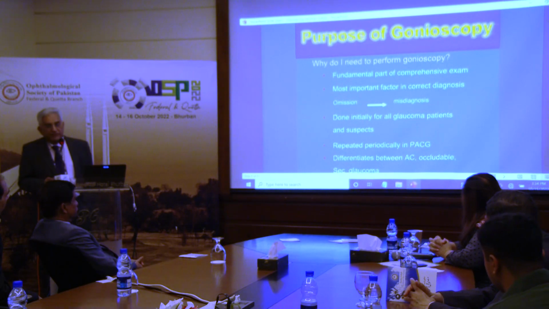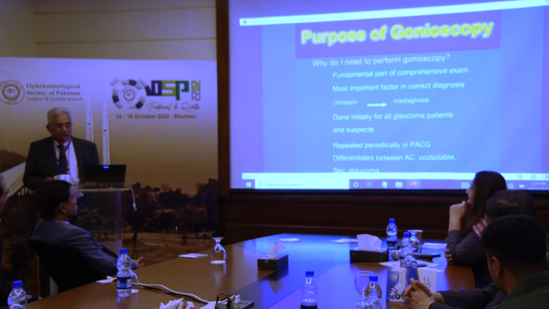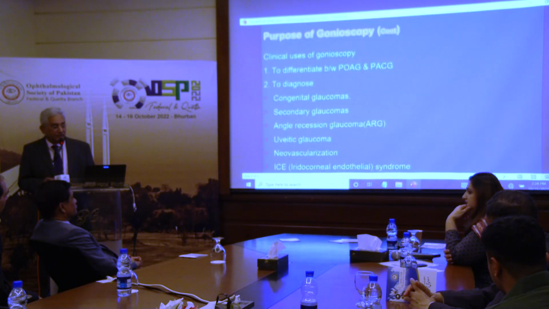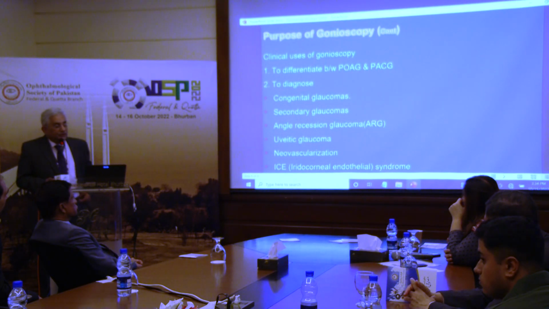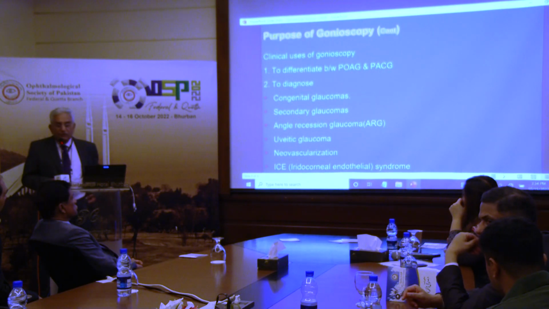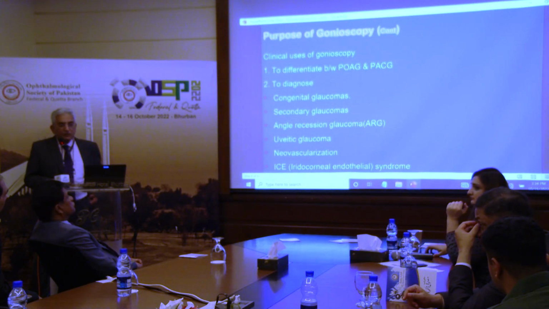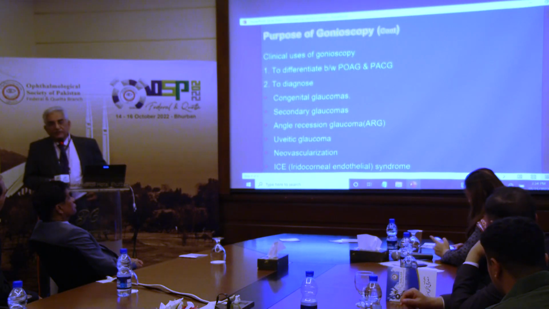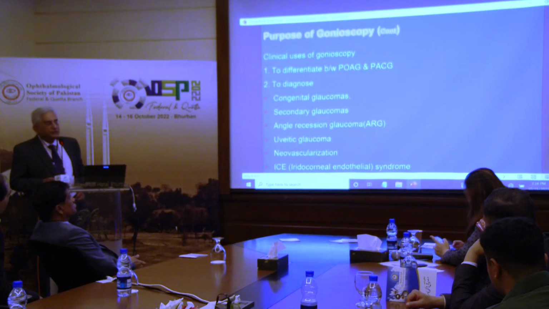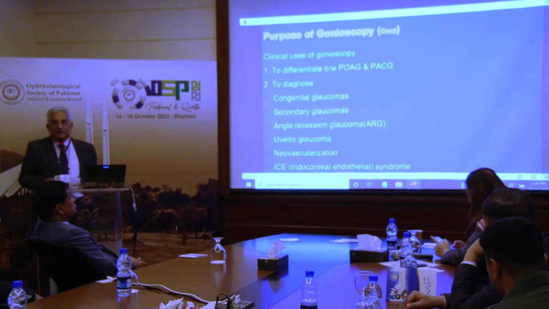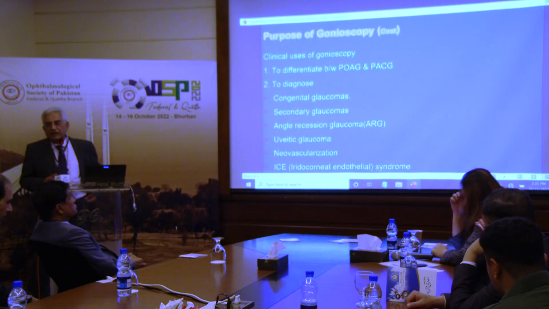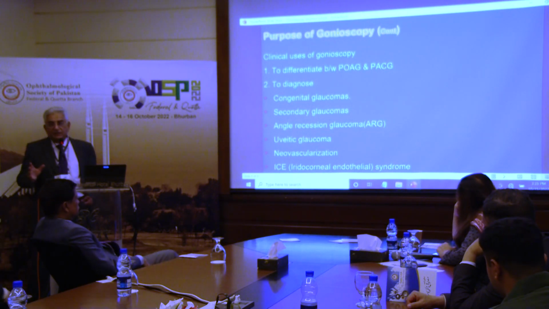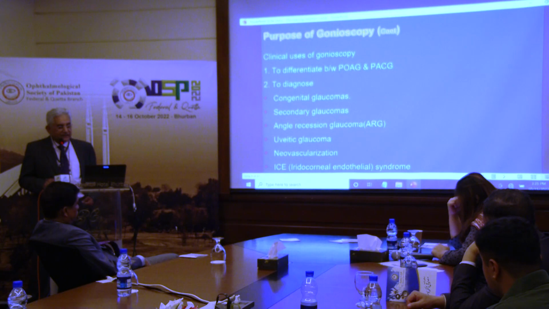And you should differentiate between an angle closure and an occludable angle, and it's very important to differentiate it from a secondary glaucoma. So it can differentiate between a primary open angle glaucoma and an angle closure glaucoma, and diagnose congenital glaucomas, secondary glaucomas, angle recession glaucomas. When you get into the habit of doing gonioscopy, you'll be surprised to one day find a young patient who has got unexplained unilateral glaucoma, and then you do the gonioscopy and immediately you see that there's something wrong with the angle, and that is an angle recession.